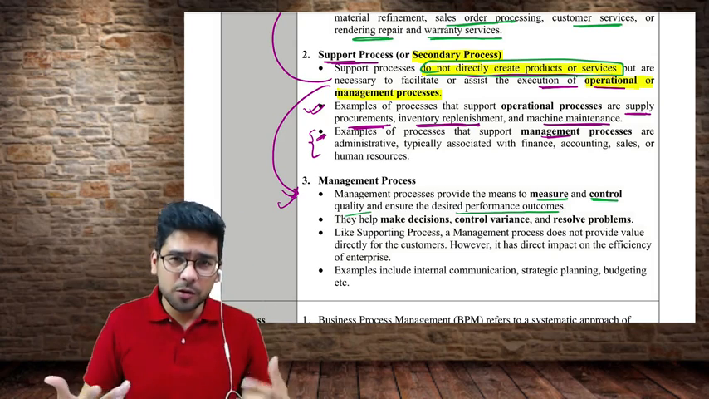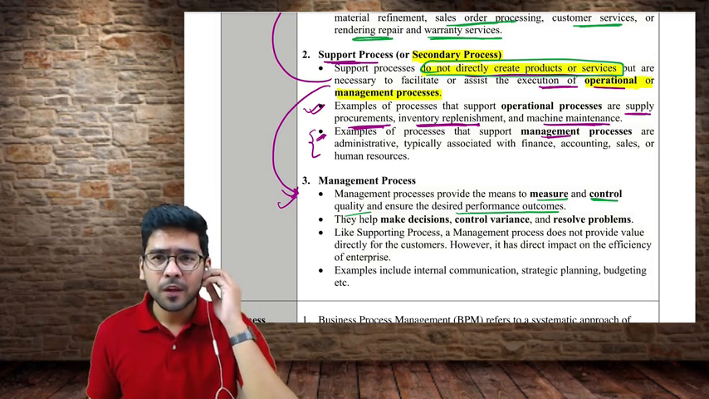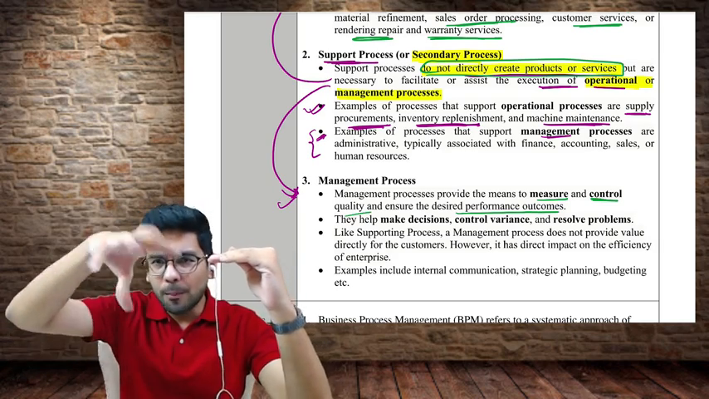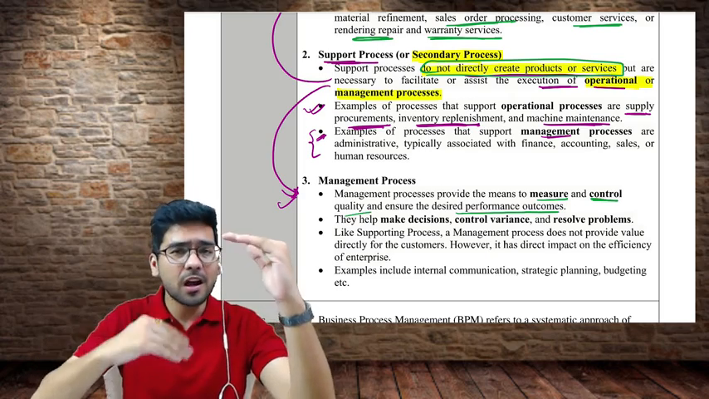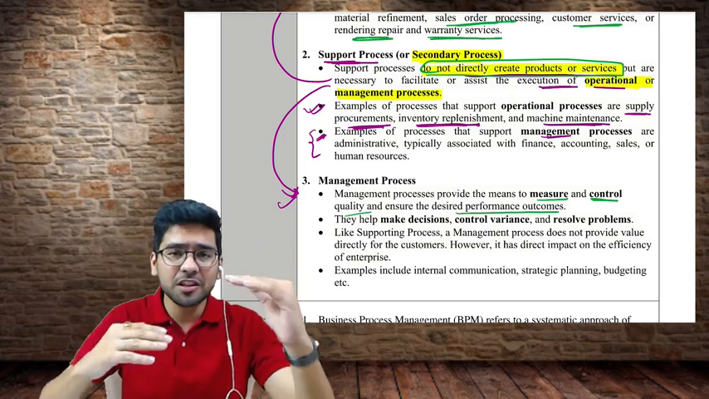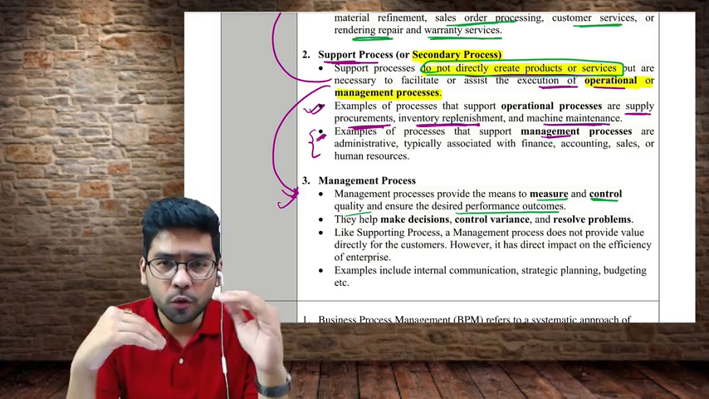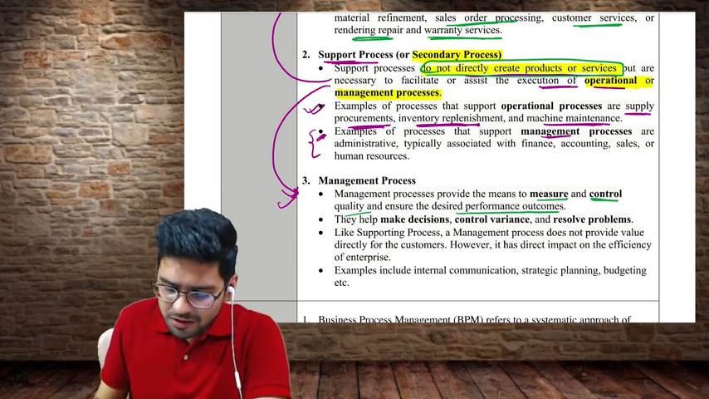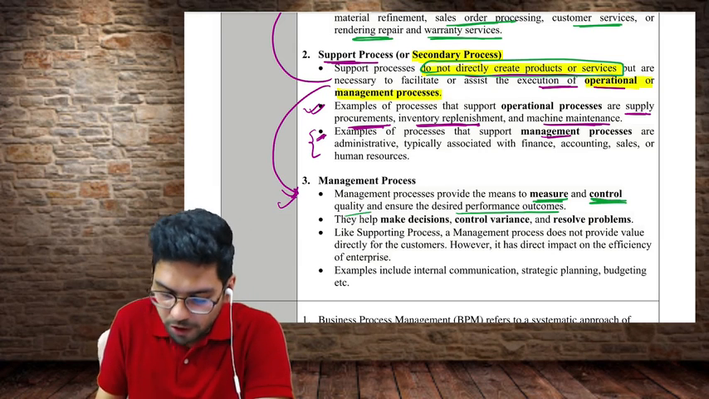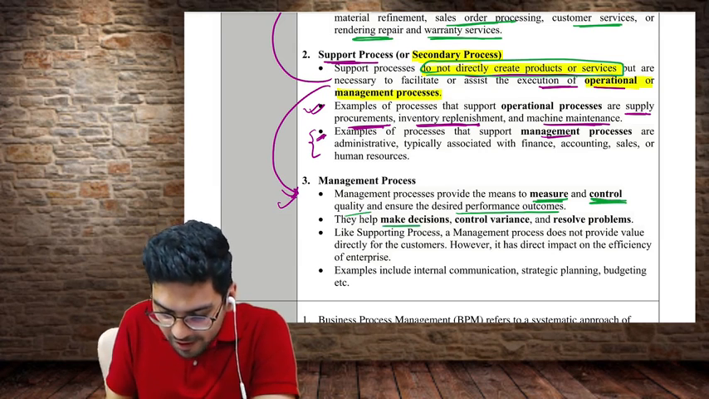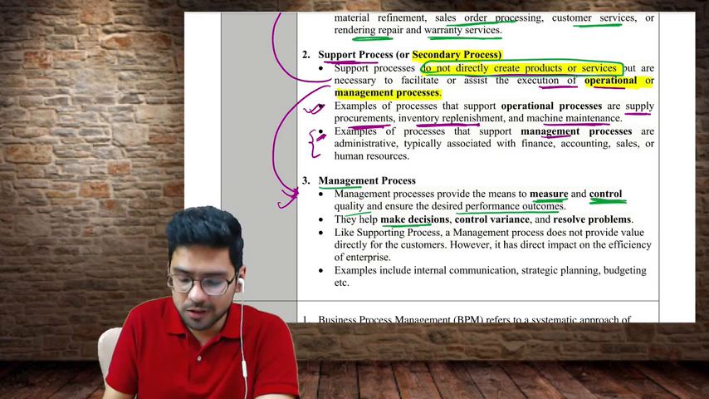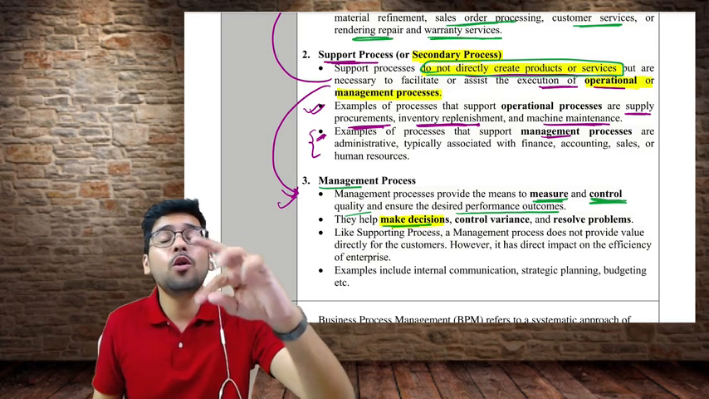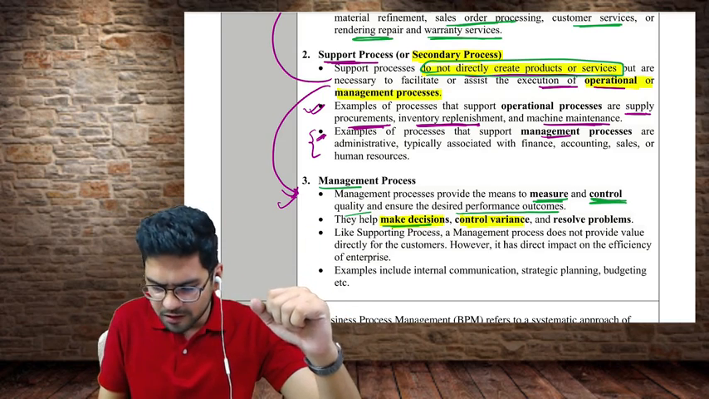So what is management process? For anything, they set certain standards, then they measure the actuals, whatever the employees are doing, and compare with the standards. If there is a variation, they are going to work to reduce the variation, reduce the variability. So management process is all about measuring and controlling. It helps in making decisions. I told you, management processes are used for making decisions and controlling the variance. What is variance?